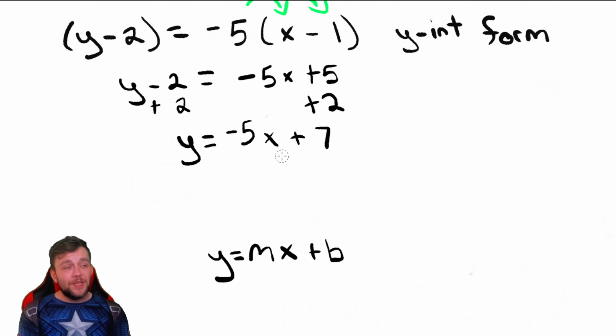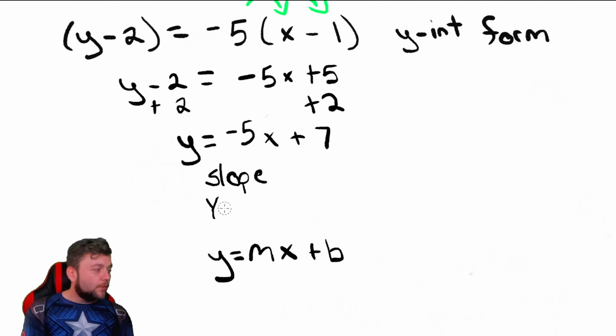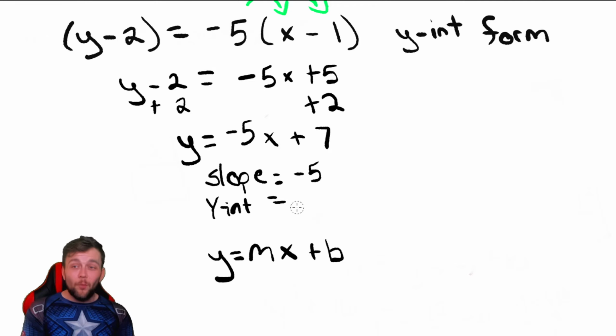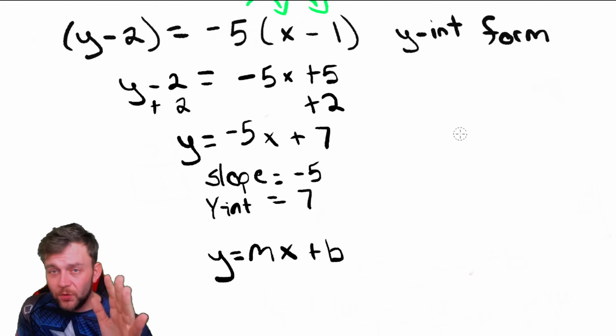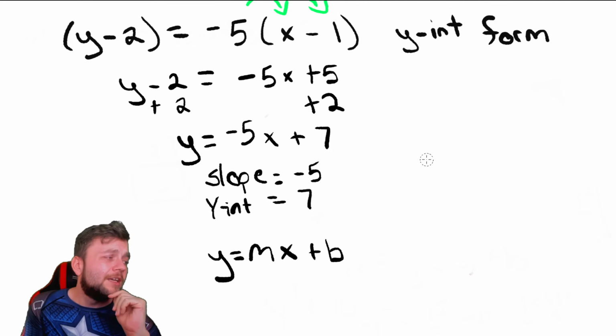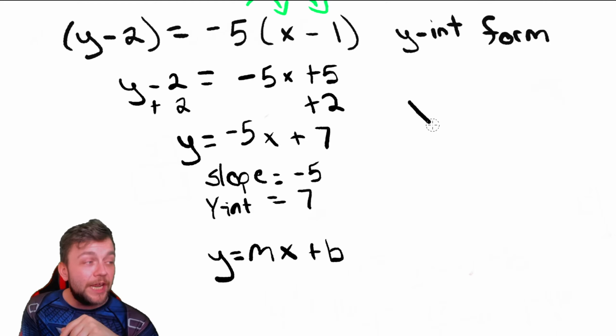We've successfully done that. But then what if I asked you the slope? The slope and the y-intercept, what are they? What is the y-intercept? What is the slope? The slope is -5. The y-intercept is 7. So I could tell you just from this that it's going to cross through 0, 7. And it has the slope of -5. So what else can I tell you? It goes down from left to right.